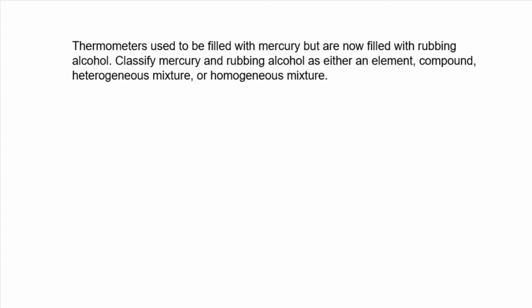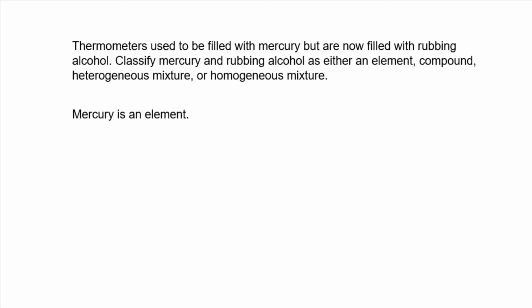Our next problems are going to give us practice in classifying different materials. Thermometers used to be filled with mercury, but are now usually filled with rubbing alcohol. Classify mercury and rubbing alcohol as either an element, a compound, a heterogeneous mixture, or a homogeneous mixture. Let's start with mercury. If you have your periodic table handy, you can actually find mercury on the periodic table. Its atomic number is 80. So mercury is an element.